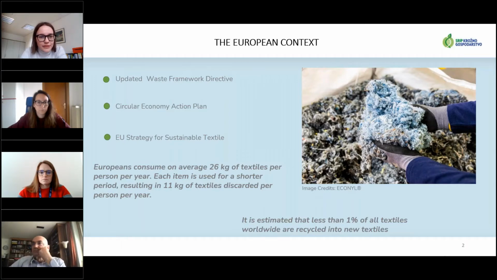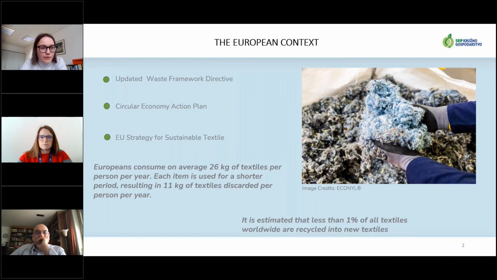And I just put some figures here that are taken from the EU strategy for sustainable textile, which say a lot on the importance of proposing research and development activities in this field. So, for example, Europeans consume on average 26 kilos of textile per person per year, and 11 kilos of textile is discarded per person per year. Despite these numbers, it is estimated that less than 1% of all textiles worldwide are recycled into new ones.